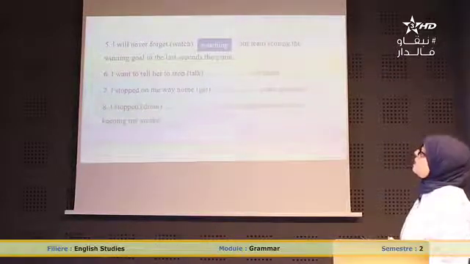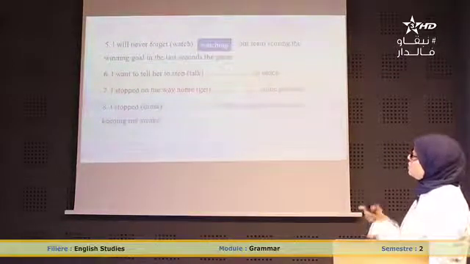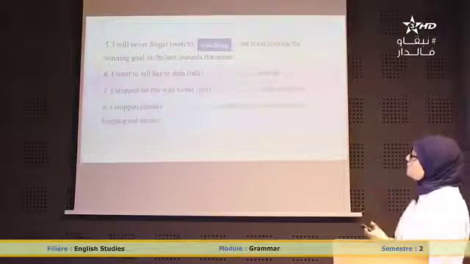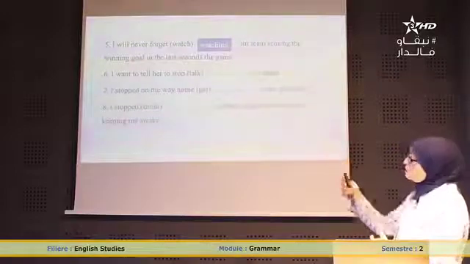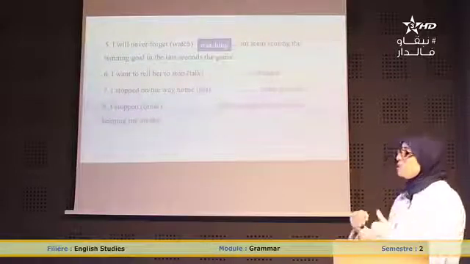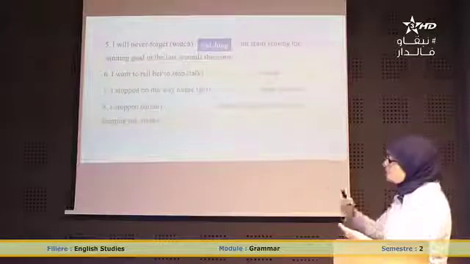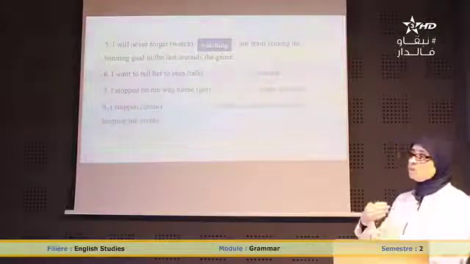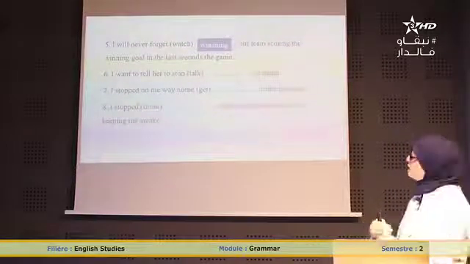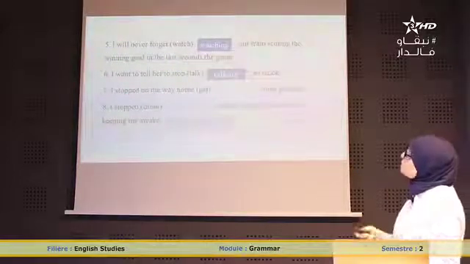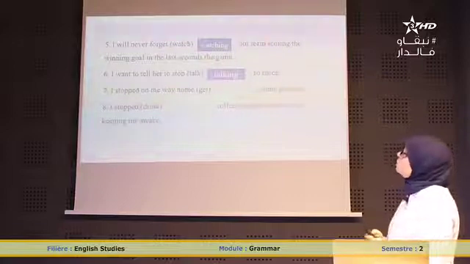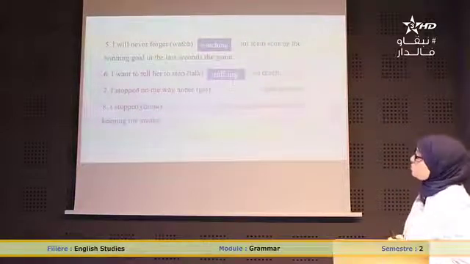For number 6, "I want to tell her to stop," we have the verb talk, "so much." Now here, the speaker wants someone to stop doing something, doing the activity of talking. And we said that when we would like to talk about stopping an activity altogether, we use the gerund. Then we have: I want to tell her to stop talking so much.